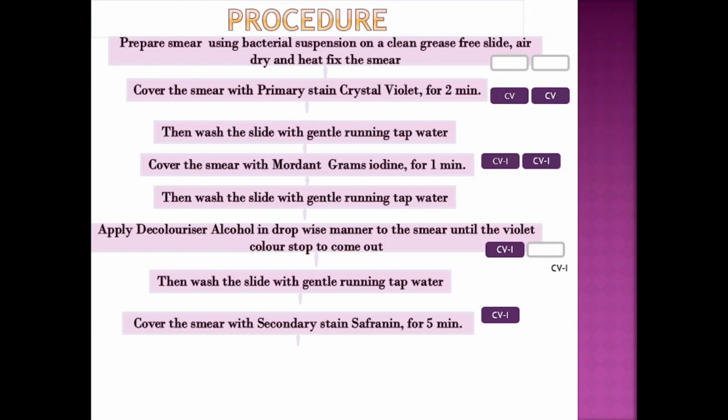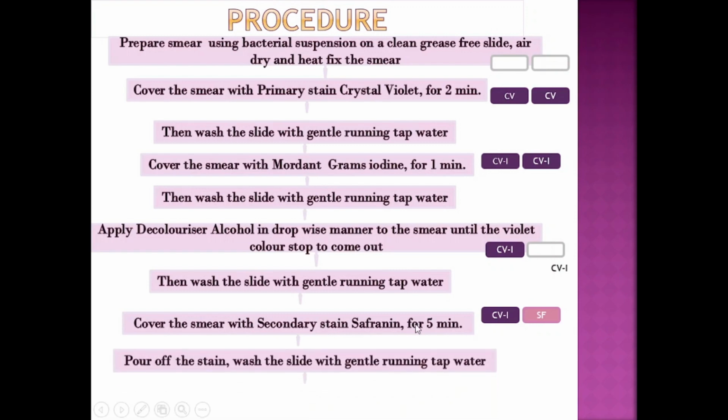Now at this stage, as the gram positive cells retain the CVI complex, they are unable to take up the secondary stain and appear violet in color. Whereas the colorless gram negative cells after decolorization treatment acquire the secondary stain safranin and appear pink in color.